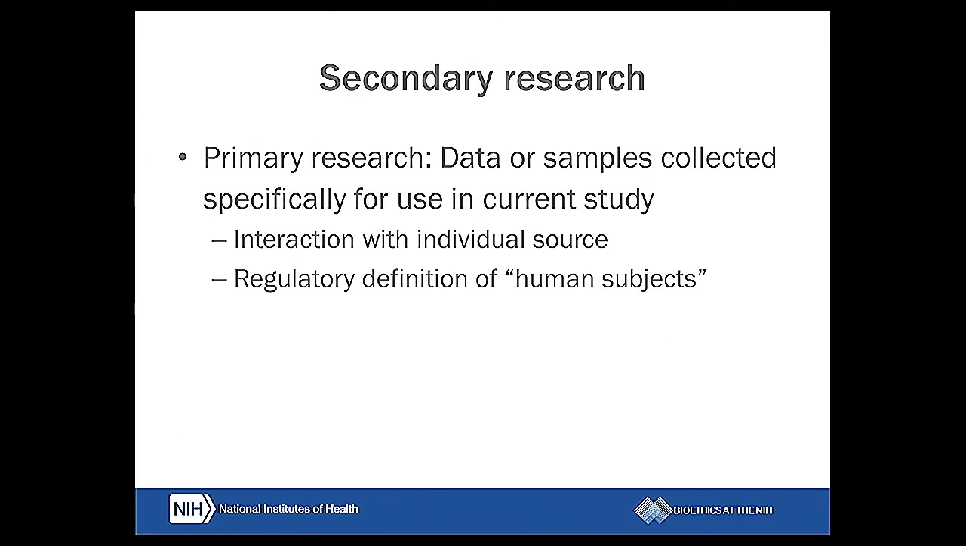So to start with, what is secondary use? So, primary research is when you're collecting data or samples to be used now. You have interaction with the person from whom you're collecting them, and it, by regulations, is human subjects research because you're having an interaction with the individual to collect those data.